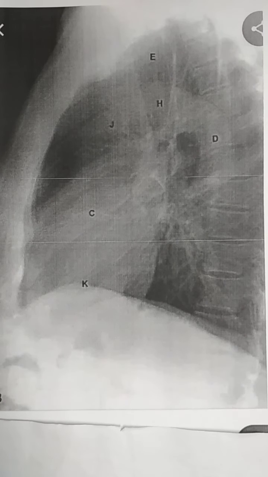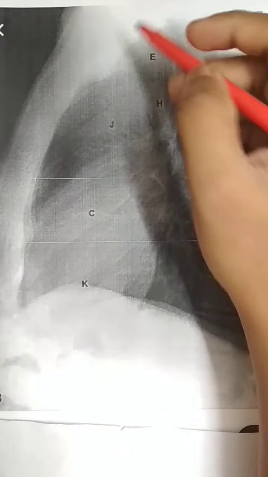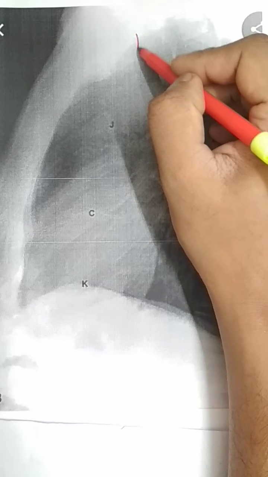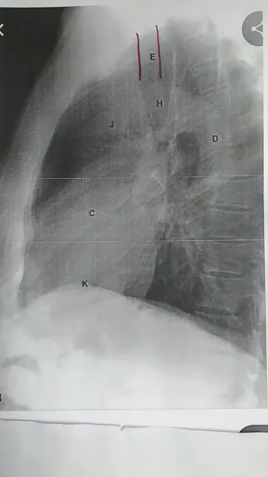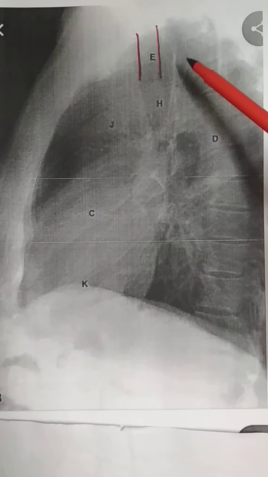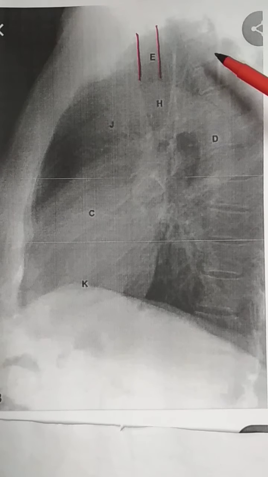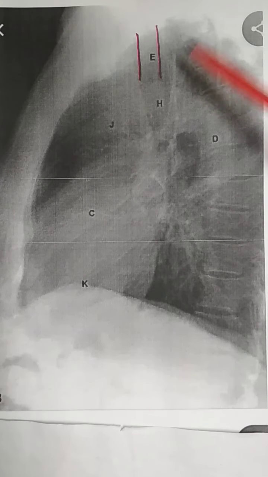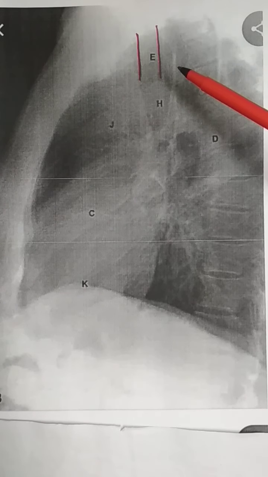Like the PA view, A stands for the airway. So the airway is the trachea. First we will mark the trachea. So the trachea would be here. This is the marking of the trachea. Posterior to the trachea there is the esophagus, but the esophagus is not visible, unless there is some air trapping in the esophagus, in which case it becomes visible and lies posterior to the trachea. So this is all about A.